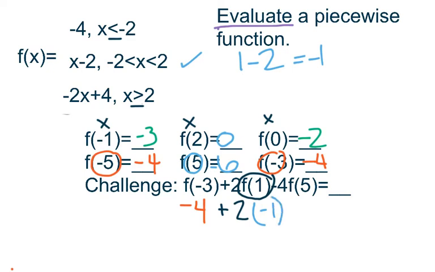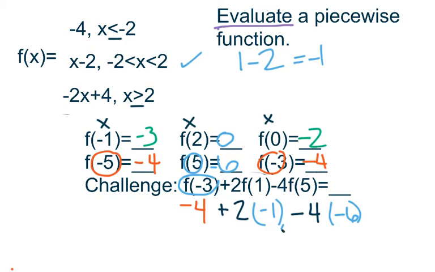So notice what I'm doing. Anytime it says f of negative 3, I just wrote the answer down. And then it said plus 2 times the answer I got when I did f of negative 1. And then the last thing I'm going to do is minus 4 times the answer of what I get when I do f of 5. And we've already done that one. It's negative 6.